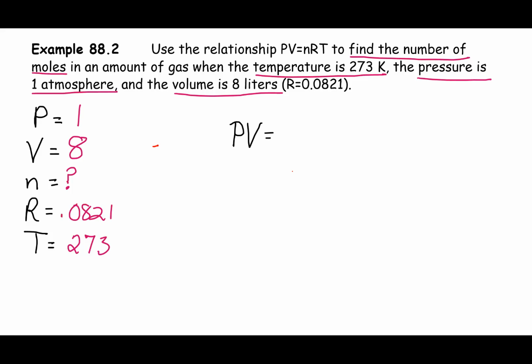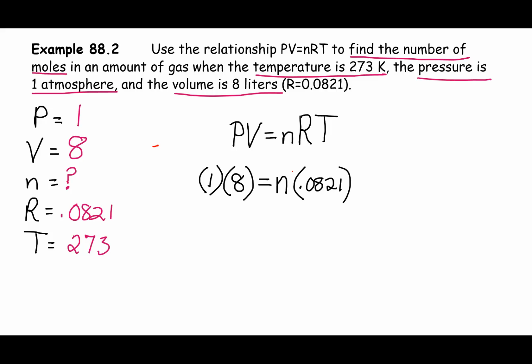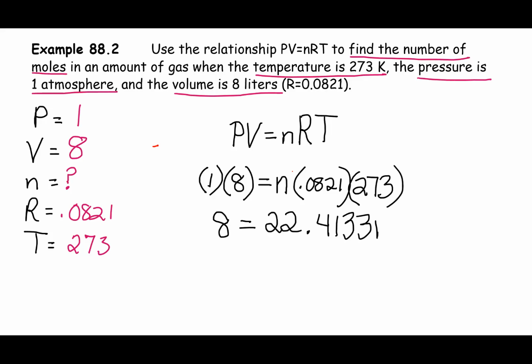And now we just write the formula. PV equals nRT. Put all those numbers in. 1 times 8 is equal to n times 0.0821 times the temperature, 273. Now we have 8 is equal to 22.4133 n. And if we divide both sides by 22.4133, we're going to get that n is about 0.357 of a mole.